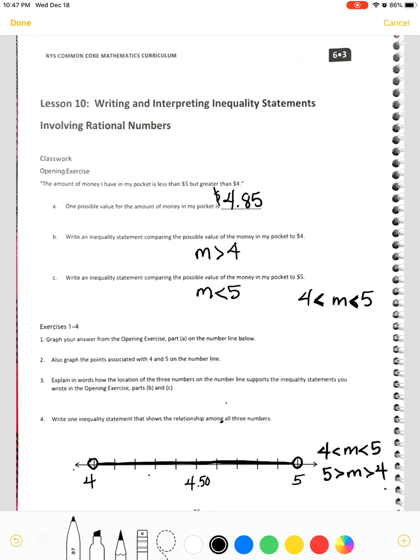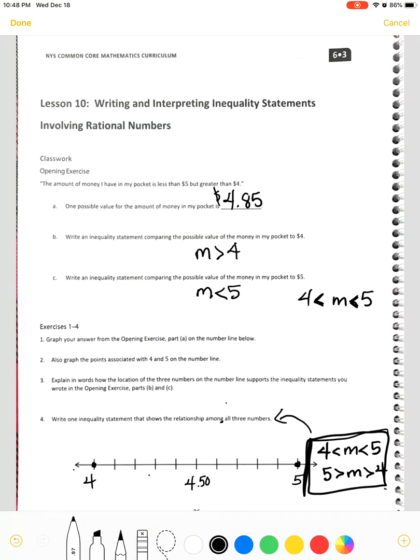Okay? All right, so it says for number 3, let me undo this. Although I shouldn't, because that's way better. Let's see, right there. Explain in words how the location of the 3 numbers on the number line supports the inequality statements you wrote in the opening exercise, parts B and C. Write one inequality statement that shows the relationship among all three numbers. So write this down, all right? Make sure you have this written right there. That's where it goes.